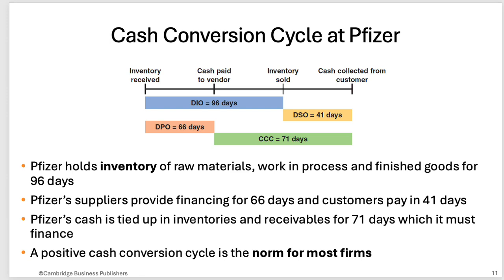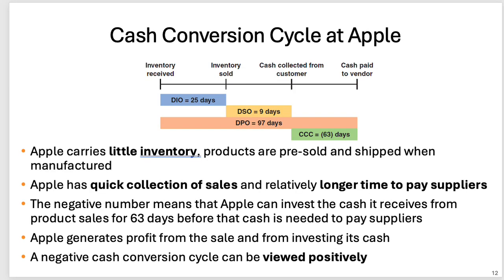Now, a positive cash conversion cycle is the norm for most firms, far and away. And of course, the one example we gave you in the previous module is Apple, which has a negative cash conversion cycle. They can actually start investing the cash before it's due to be paid out to the vendors. By comparison, just as a reminder, days inventory outstanding is a short 25 days in inventory before it's sold. Typically, it's actually pre-sold and shipped when it's manufactured. A very quick collection of sales.